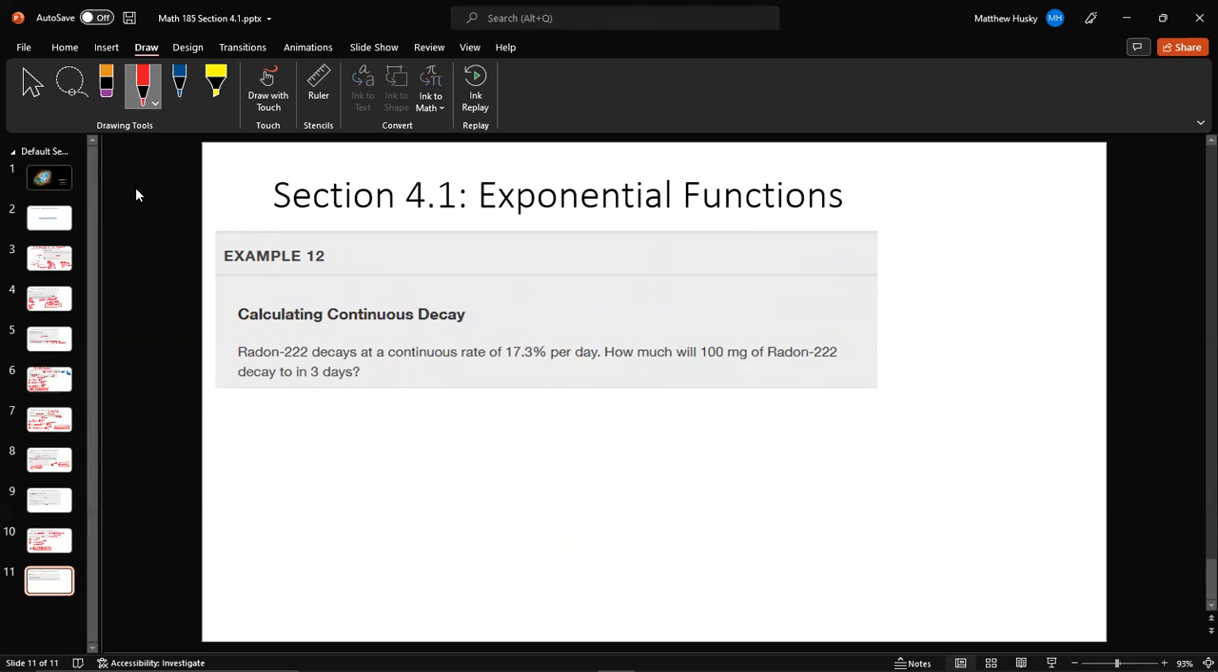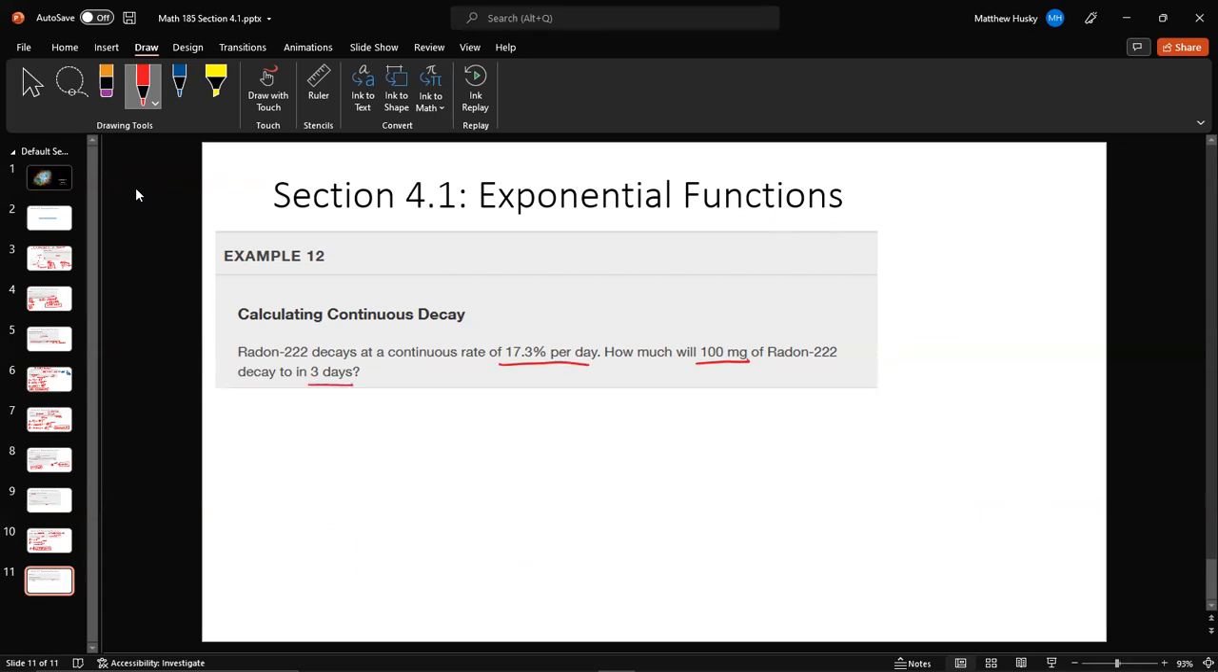Radon 222 decays at a continuous rate of 17.3% per day. How much will 100 milligrams of radon decay in 3 days?